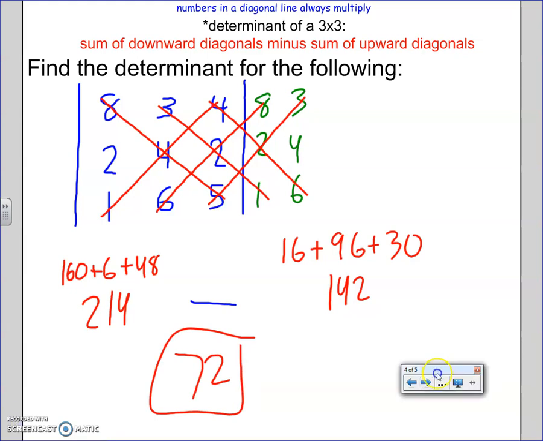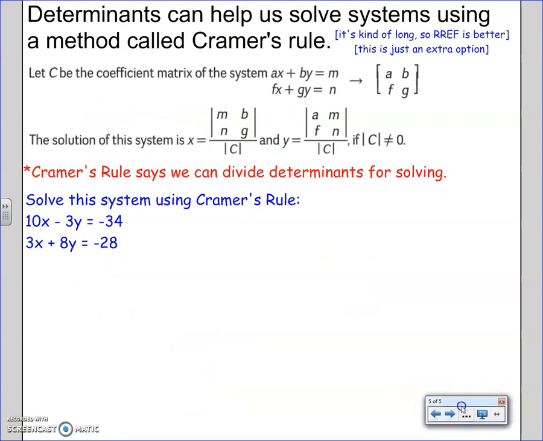One cool thing we do with determinants is use them to find or solve systems. Determinants can help us solve systems using a method called Cramer's rule. It's kind of long though, so REF is much better, but it's an extra option. It basically says we can divide the determinants to solve. So given this system, 10x minus 3y equals negative 34, 3x plus 8y equals negative 28, I'm going to do the original coefficient matrix on the left side.